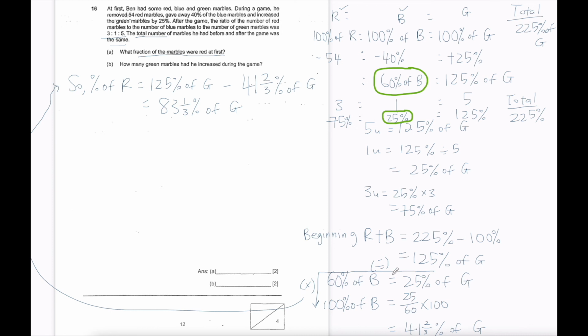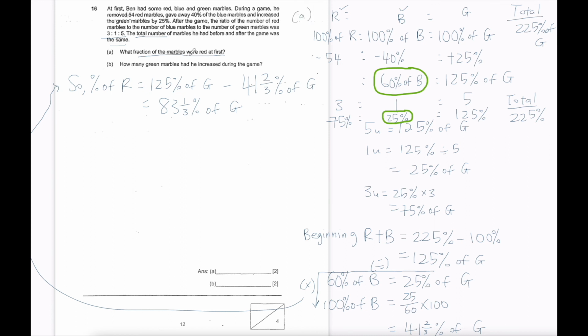So what I need to do is to find out how much of the 125% of green belongs to the blue. Okay, and I found out that 100% of blue is actually 41 2/3% of green. So 41 2/3% of green plus 83 1/3% of green will give you 125%. So that's why over here you see me minusing it. Okay, so we can find out our answer for part A already.